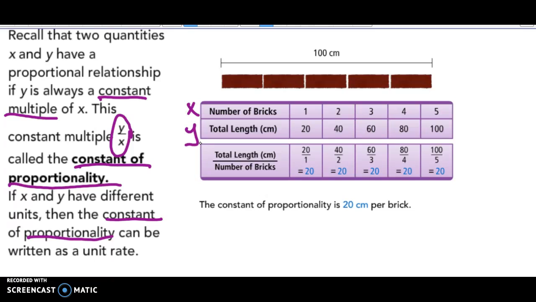If I want to write it as a ratio and find my constant of proportionality, I'm going to look at my y to x ratio. So I put y over x, 20 to 1, which simplifies to 20. 40 to 2 also simplifies to 20. 60 to 3 reduces to 20. 80 to 4 reduces to 20, as well as 100 to 5. So my constant of proportionality is 20 centimeters per brick.